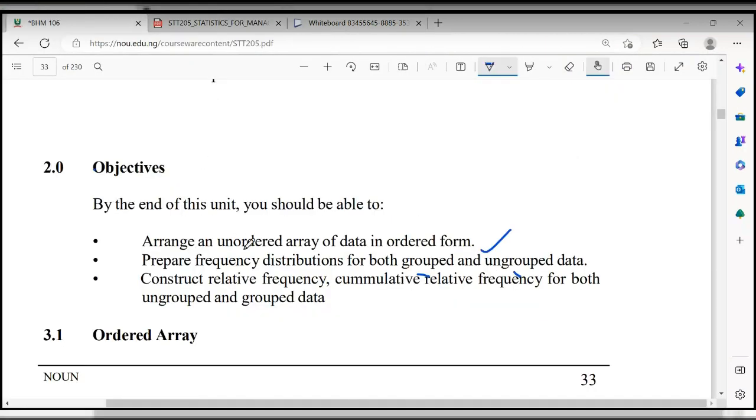Then we'll have construct relative frequency, cumulative relative frequency. Relative frequency is 1. There's a cumulative relative frequency. So you will use what you have done here to create this one. And you apply it for both the grouped and ungrouped data. Oh, God. Just imagining the kind of figure computation.